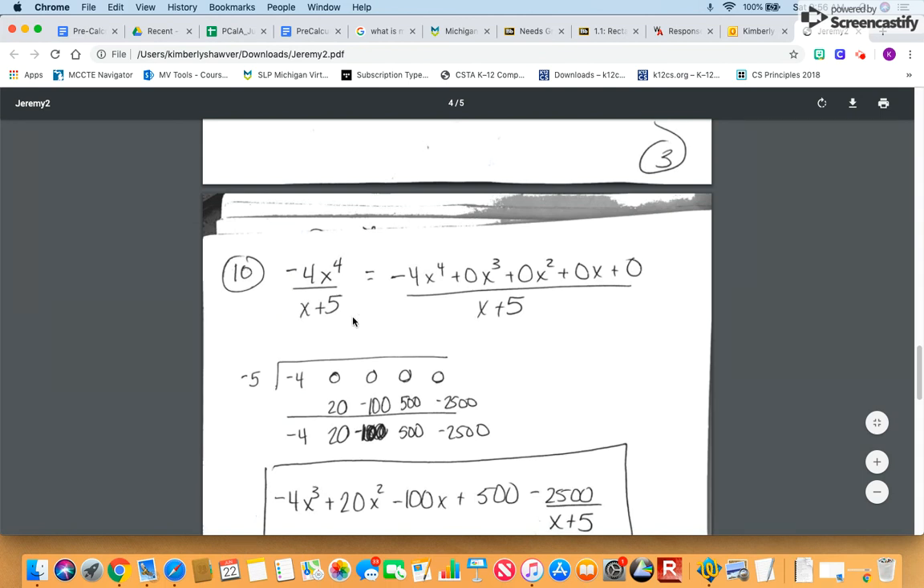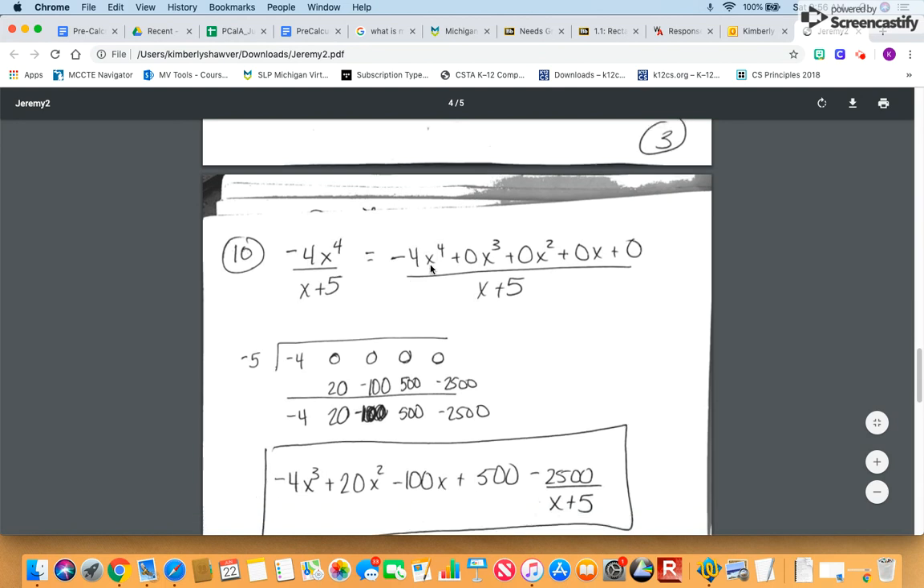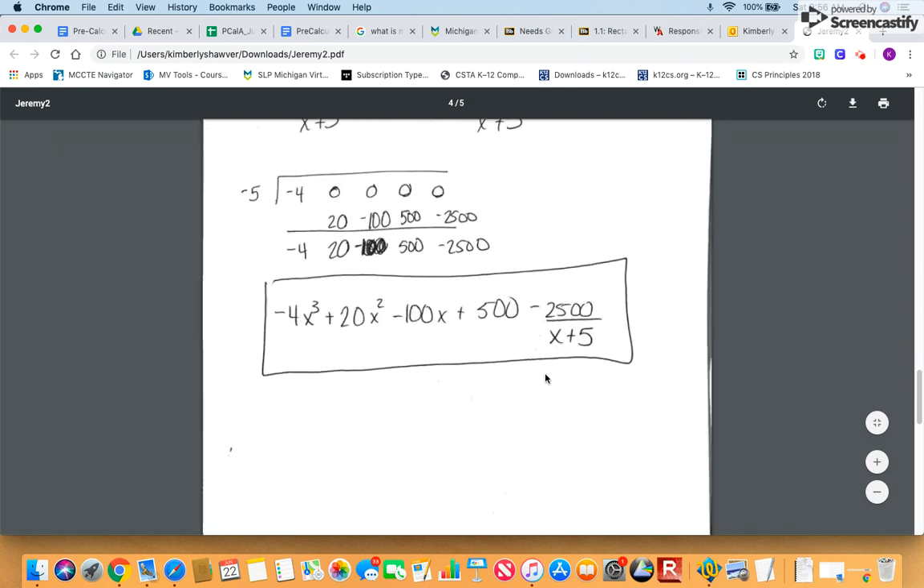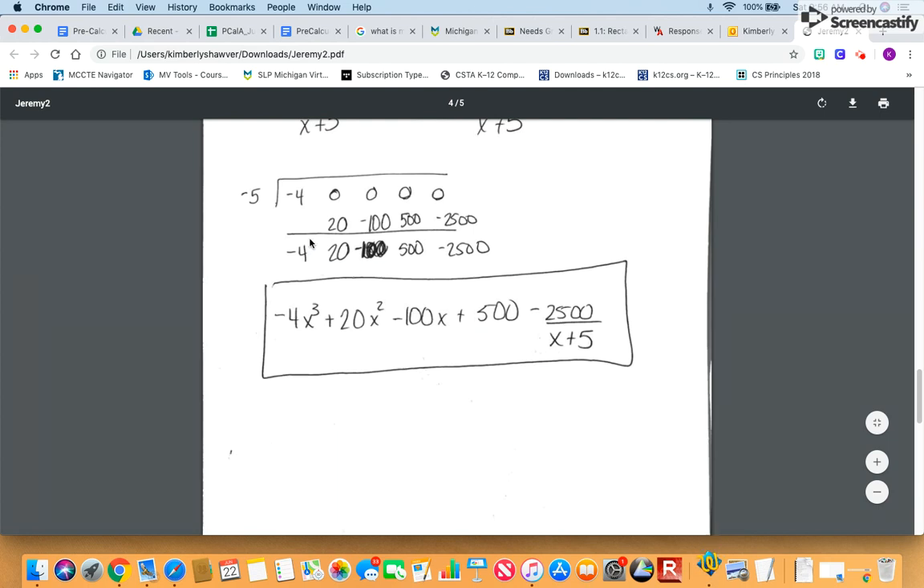So when I go ahead and do this synthetic division, I know negative 5 is my factor. And I write the coefficient of x to the 4th, but then I have to include all these other ones as well, all the way down to the x to the 0, or the constant. But then from there, the process is the same. I bring down the coefficient, I multiply this times this, I get 20. I add, and I get 20. This times this gives me negative 100.